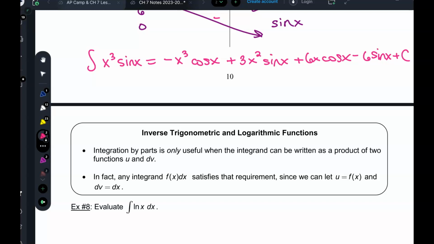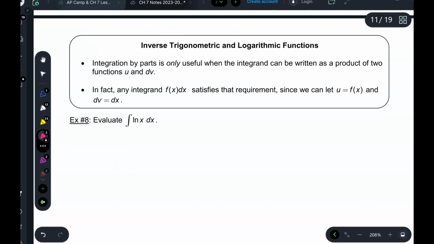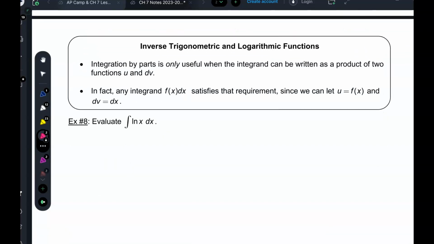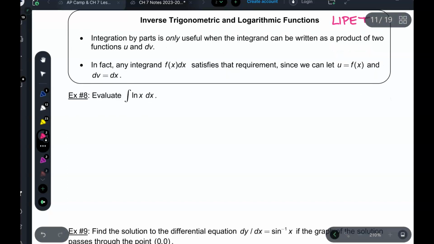All right. We have not integrated natural log of x. Don't get that confused with the integral of 1 over x, which gives us natural log of x, absolute value. But we can use integration by parts to integrate this. Think back to LIATE: logarithm. So we're going to make u equal to ln of x.